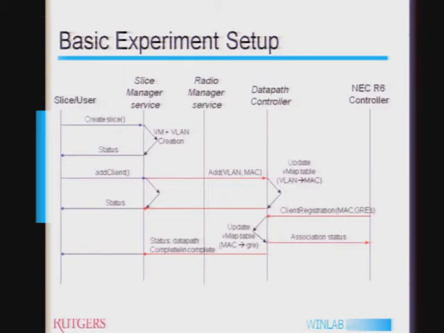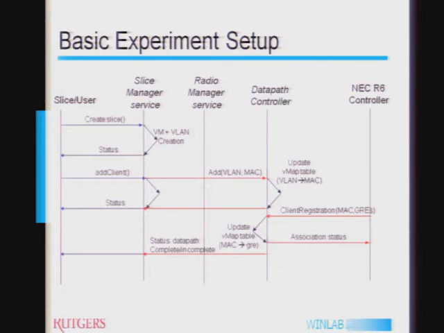To summarize what I explained, if you want to set up an experiment, you create a slice using the grid service. What that does for us is it creates a virtual machine and the respective VLANs are created. Then when a client actually associates with the base station, the NEC controller talks to the data path controller and gives it information about the clients that are registered. This is the MAC address and this is the GRE tunnel number for that client. So the data path controller knows how many clients are associated with the base station.